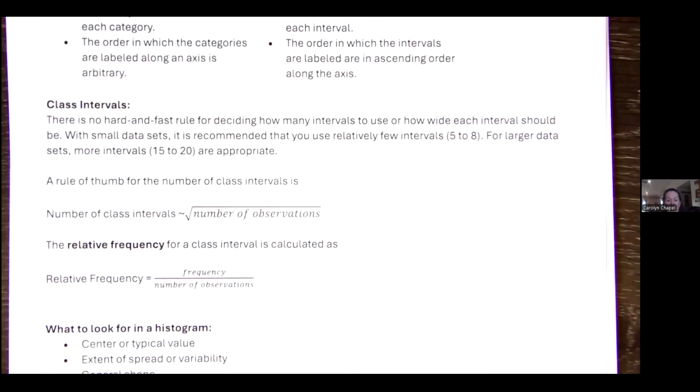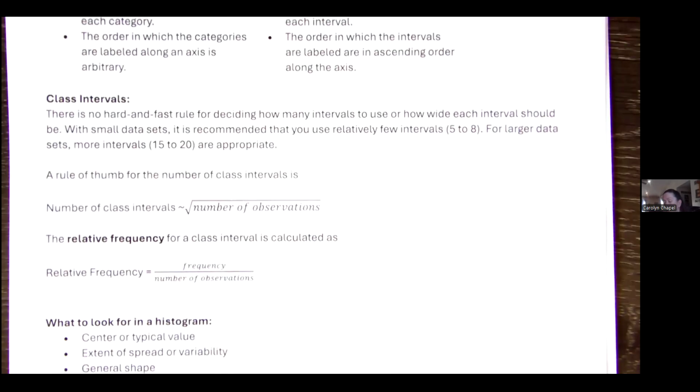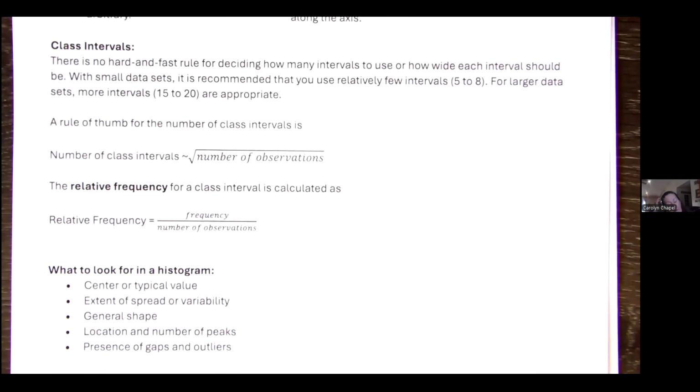And we calculate that by taking our frequency and dividing it by the number of observations. And we will get a decimal, and you could turn that decimal into a percentage as well, but we keep them in their decimal form.